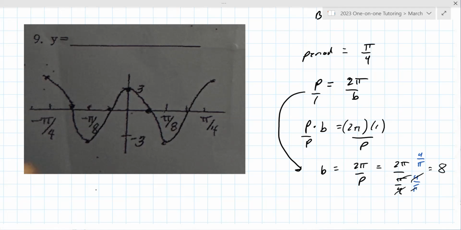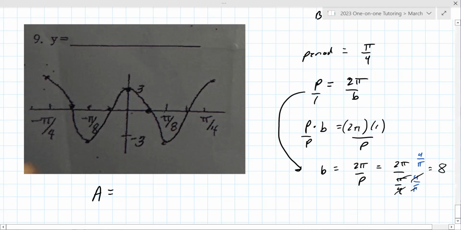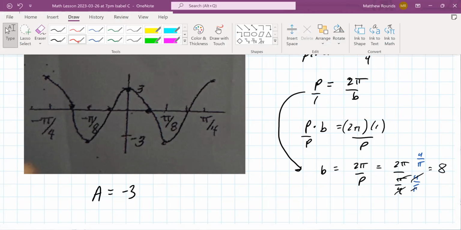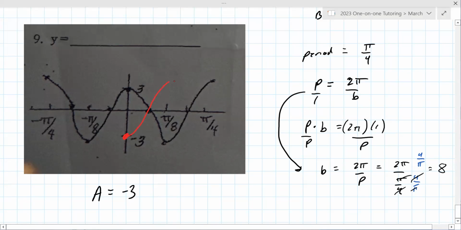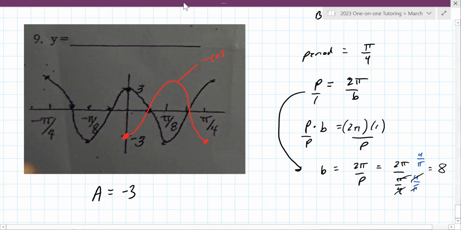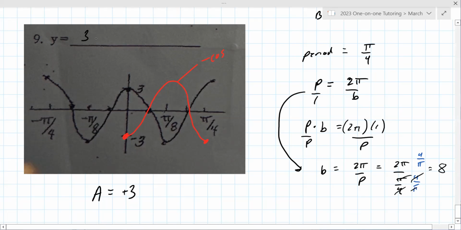All right, what about A? What do you think A is in this problem? A would be -3. So remember, this is a cosine now, and actually, I didn't even say that. That's probably why. Cosine starts high, goes low, and comes back. A negative cosine, I'll draw that in red here, would look like this. Oh, so this one's positive? Positive, yeah. So 3 cosine 8x.